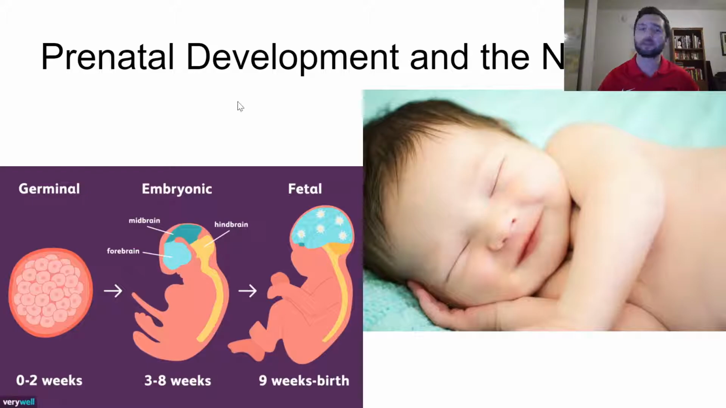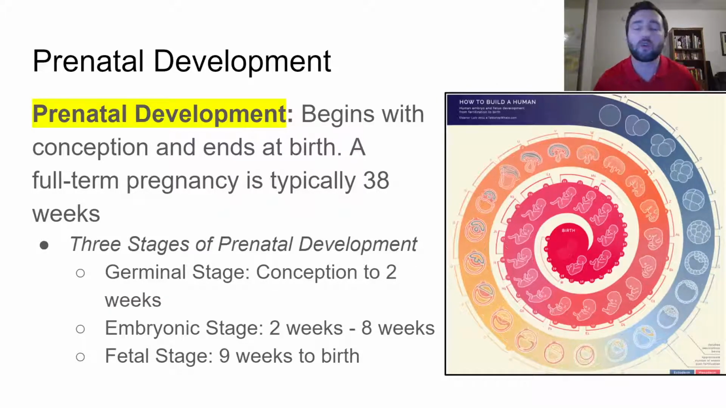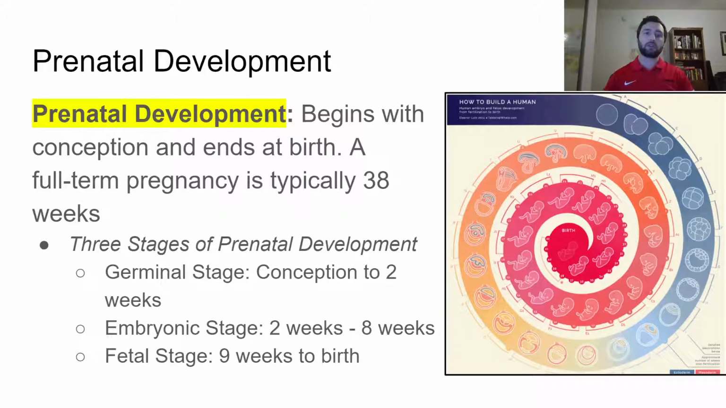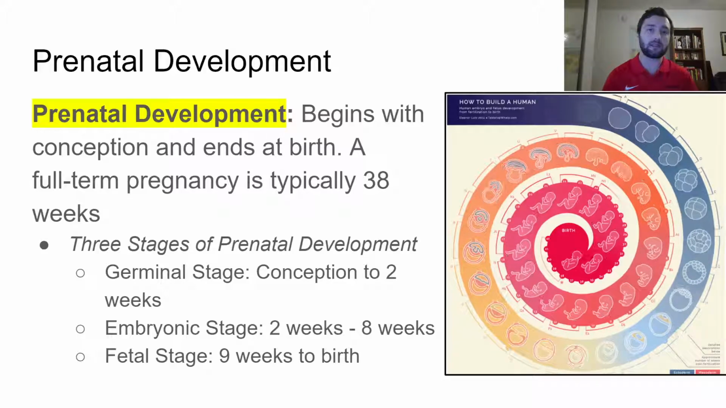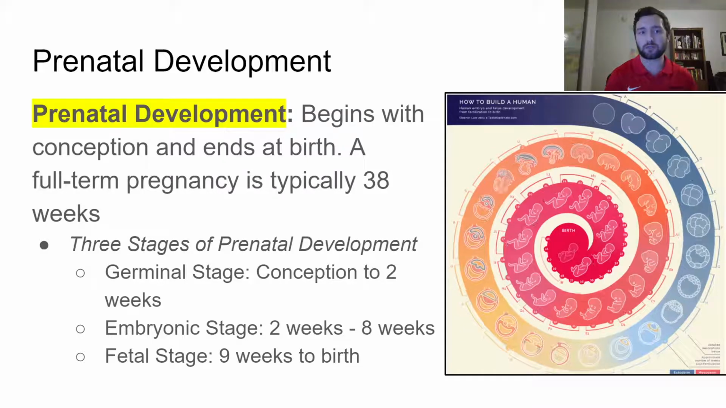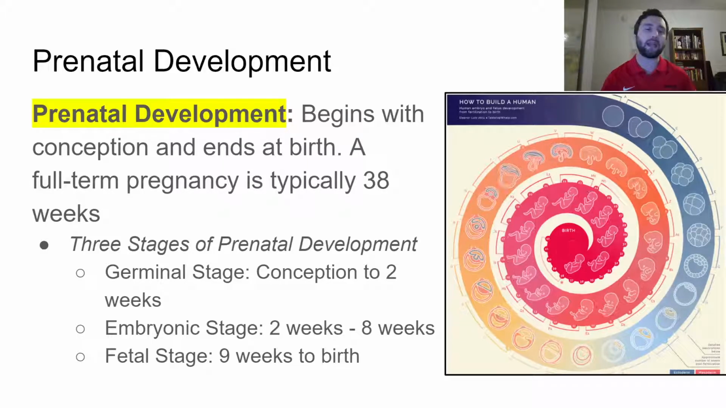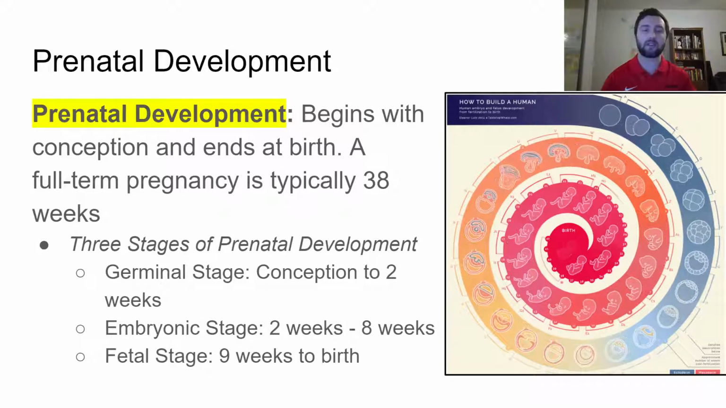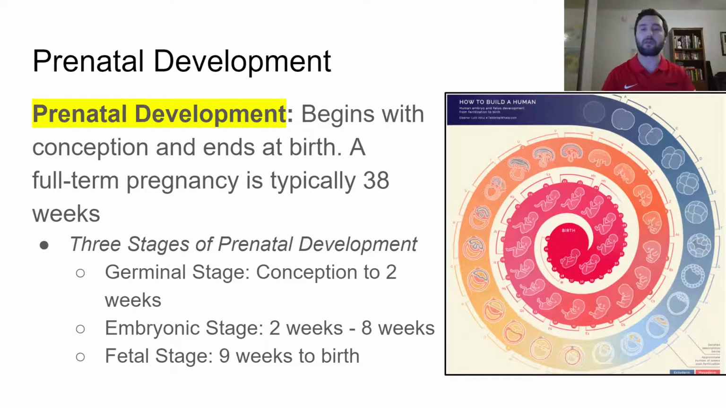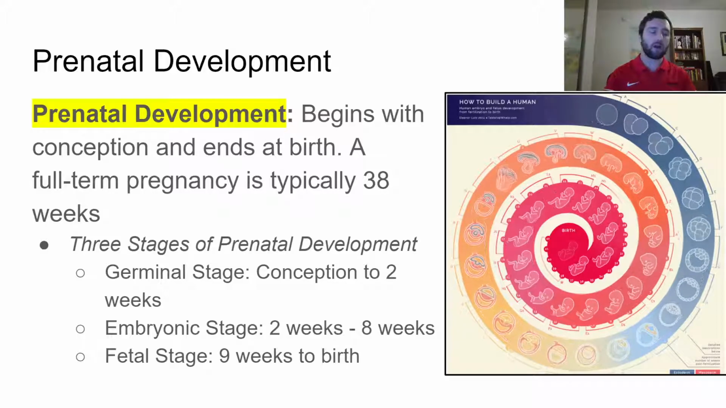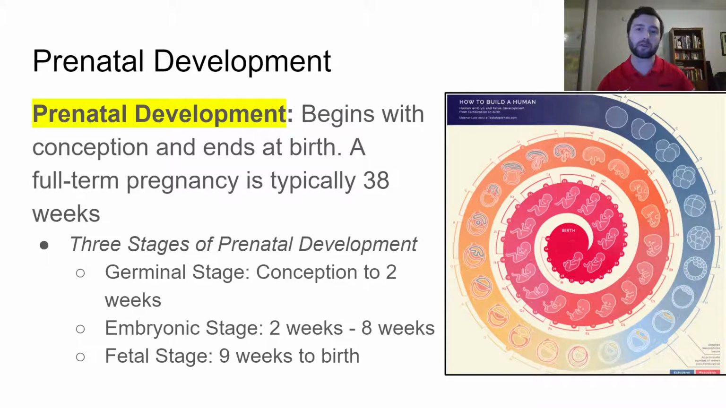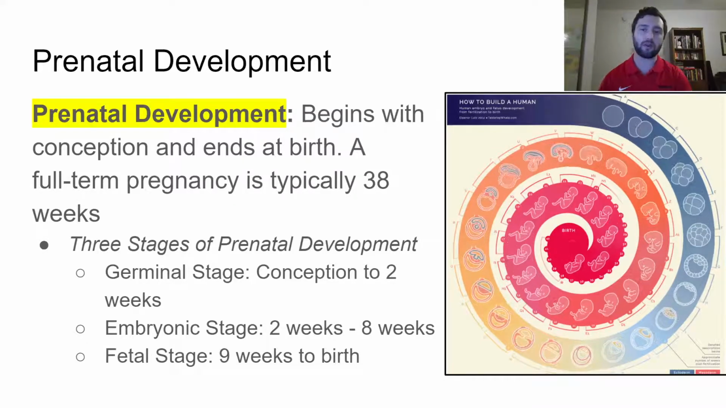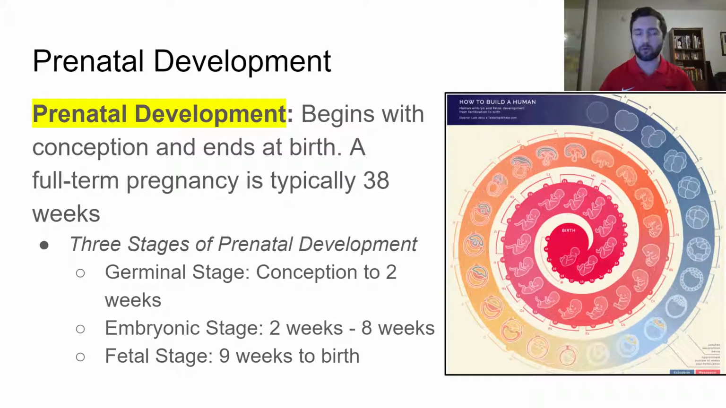Let's move on to the next piece. Prenatal development is the very beginning of human life. It begins at conception, the moment that an egg cell is fertilized by a sperm cell. That is the beginning of prenatal development, and it will continue until birth. So prenatal is pre-birth, before you are born. It's everything that happens before you are born.